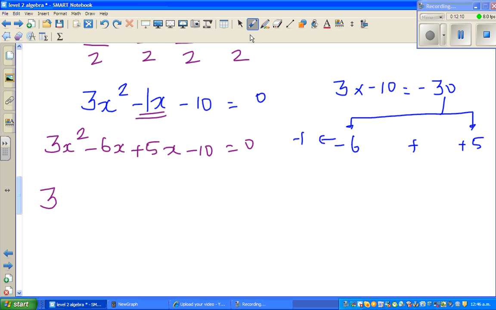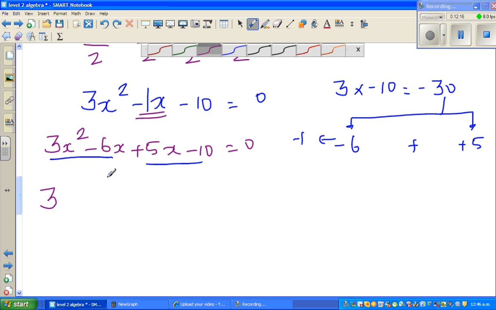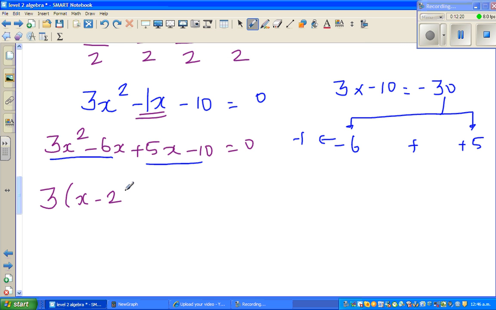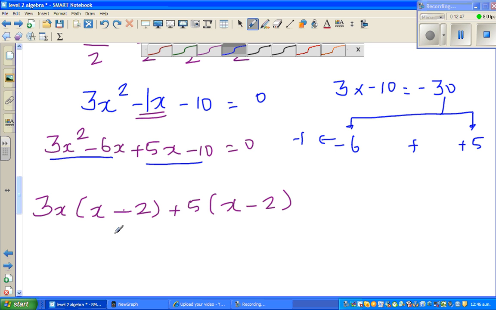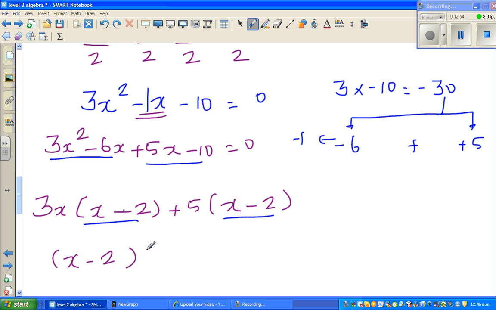So what is common in the first group? This is the first group and this is the second group. I can see a 3 common, so you get x minus 2. Am I right? Oh, sorry, you get a 3x common. What am I doing? My brain is not working. So if you factor out a 3x, you get x minus 2. And what is common here? A 5 is common, so you get x minus 2. And now you can factor out this x minus 2. So this is x minus 2 times 3x plus 5 is equal to 0.